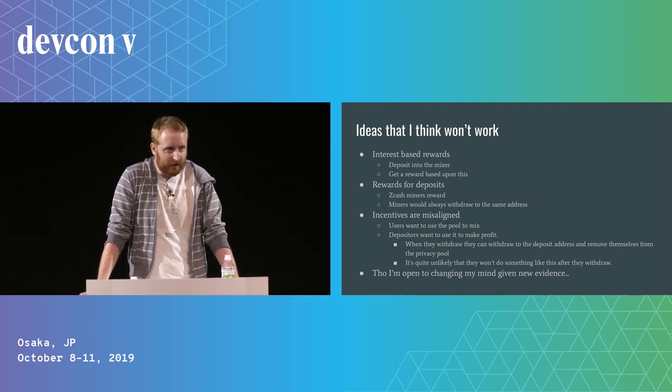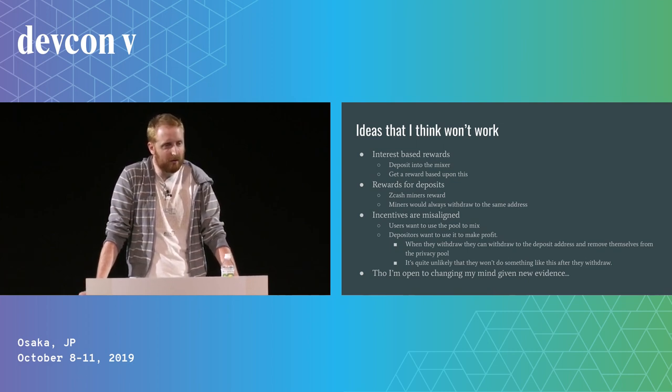This seems like an interesting idea, but it's been tried before. Zcash had a similar idea where they would force their miners to deposit their rewards into the privacy pool. It turns out that this doesn't really work because the miners are only interested in mining Zcash. They're not interested in maintaining the privacy of the coins that they mined. So whenever a miner would mine coins into the privacy pool, they would always withdraw them to the same address. I feel like these two cases are quite similar, and we should be careful about doing experiments like this.